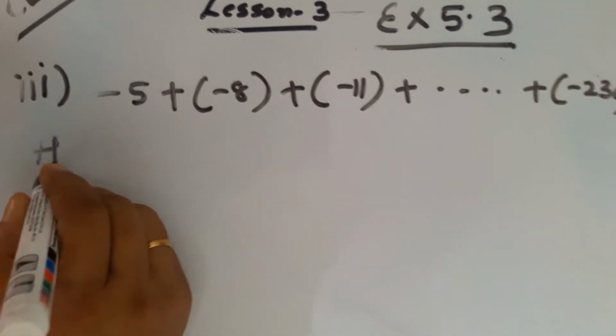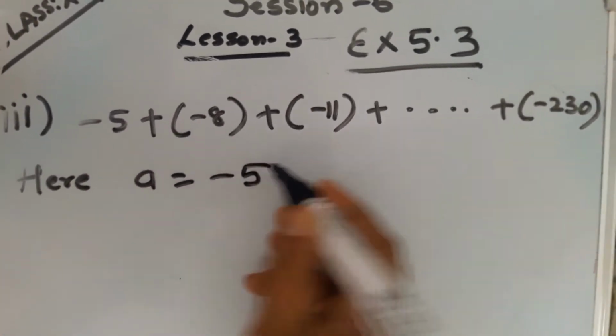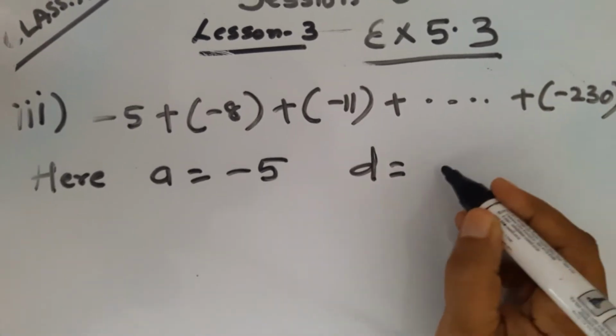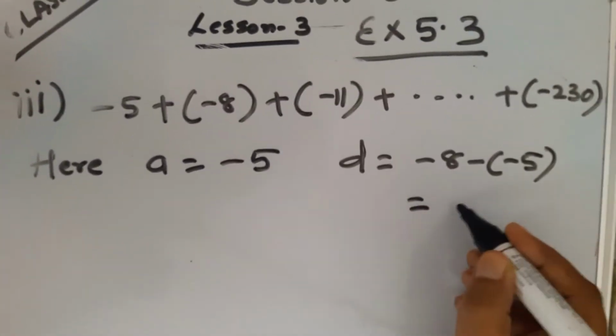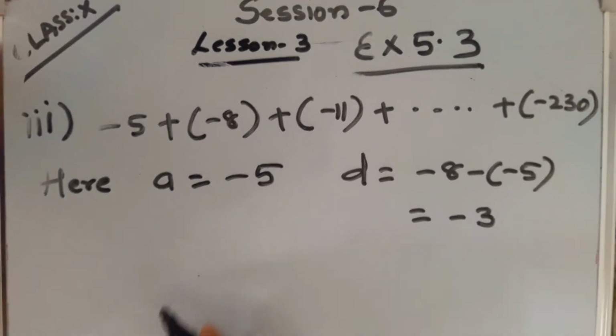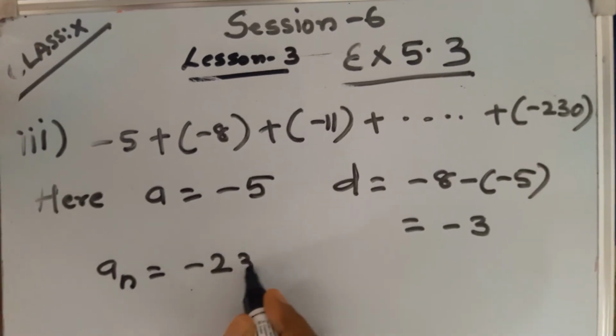So what are the things we know? First you have to write it and keep it, children. Otherwise you may get confused. So a is minus 5. And what is d? d is equal to minus 8 minus of minus 5. Okay. So that will be equal to minus 3, you got. Next, an is given to us, that is minus 230.